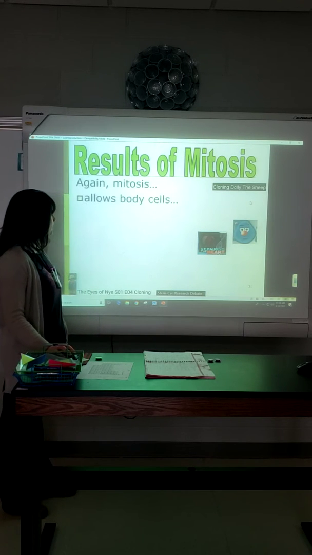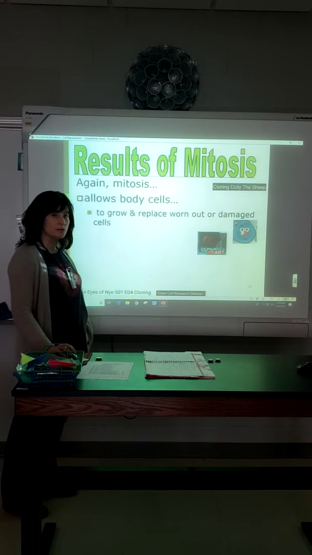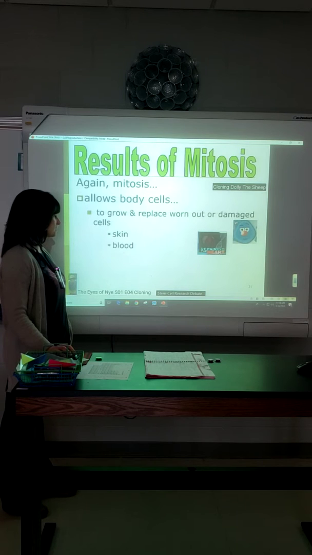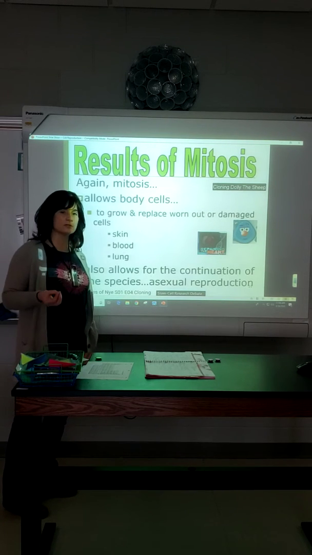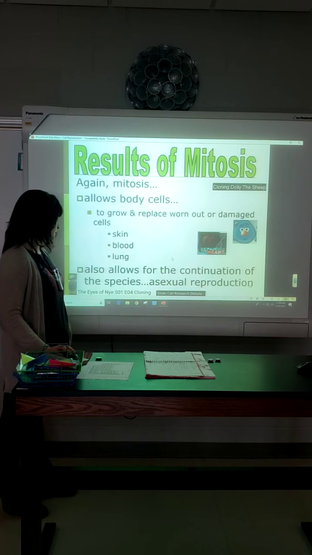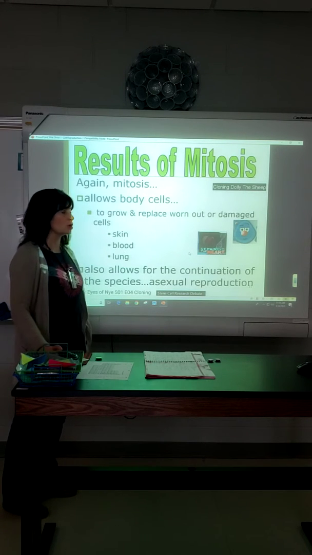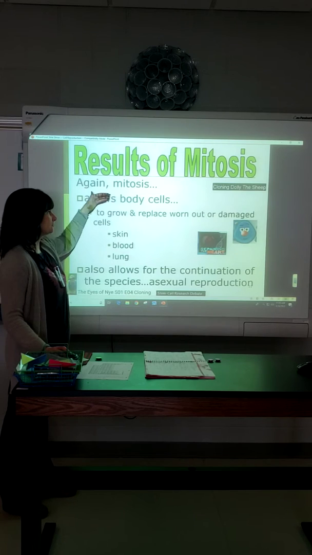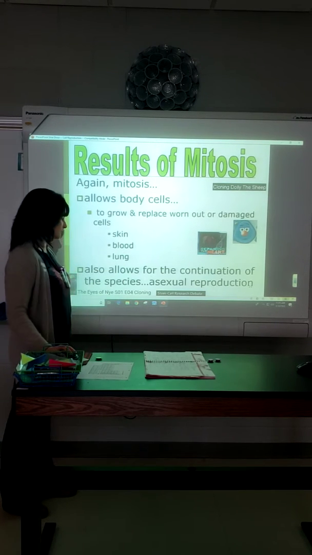All right, so for mitosis, this allows body cells to grow and replace worn out and damaged cells. We know that, we've talked about that. So like our skin, our blood, lungs, all of the cells in our body except for those sex cells, which would be the egg or sperm, depending on your gender, and we also call those gametes. Okay? So this allows for the continuation of the species if it's used for asexual reproduction. So here it's not reproduction, here it's just fixing, replacing, making new body cells. Here it'd be for reproduction.